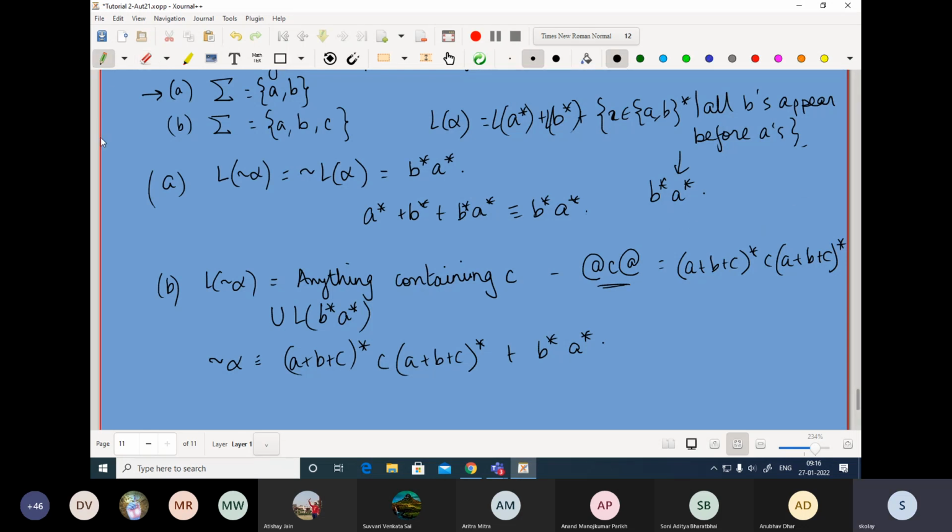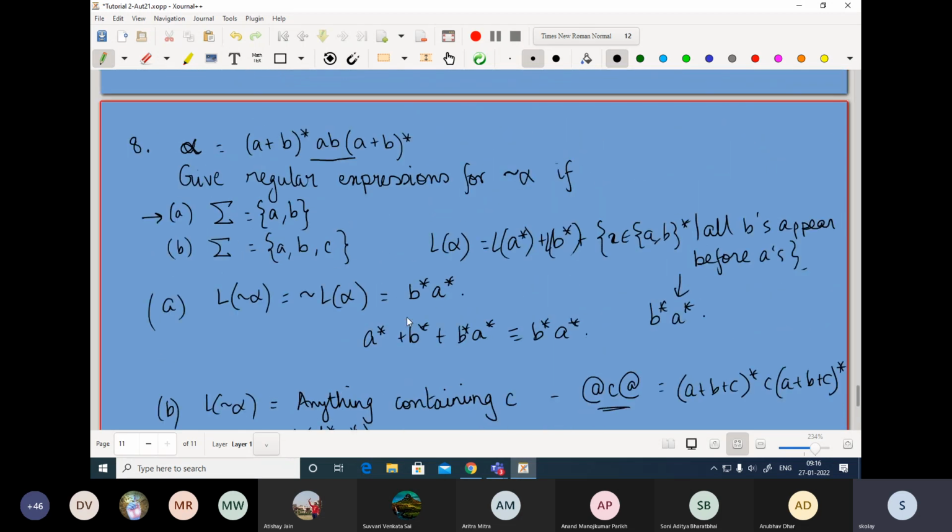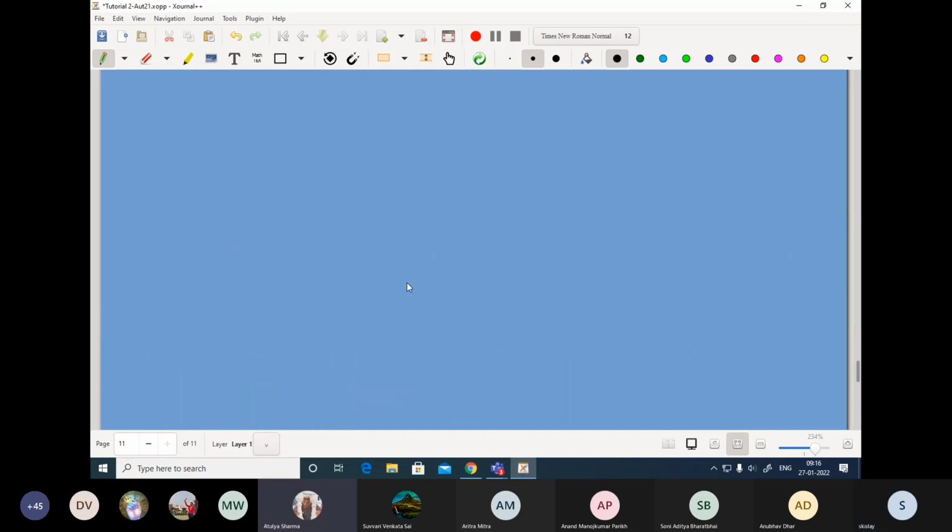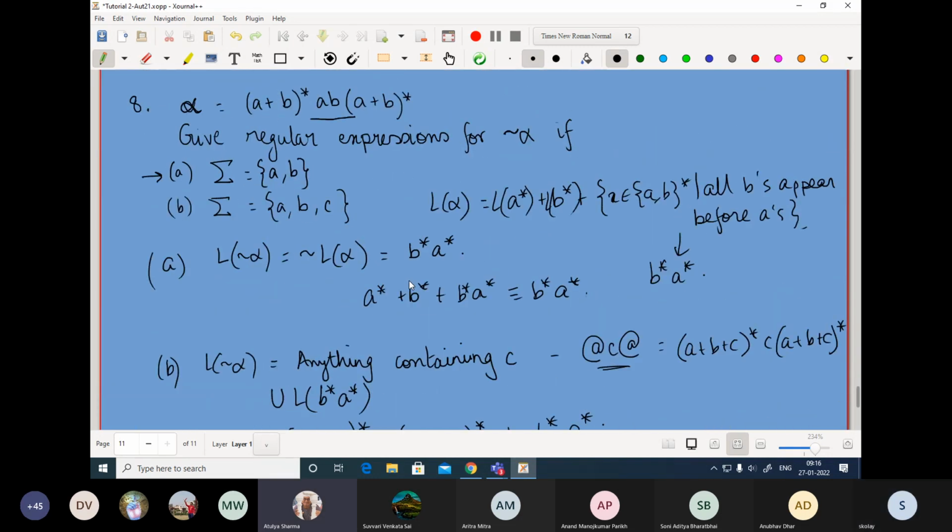Okay, so any questions? We are done. If you have any questions, let me know. We are also a little bit over time. The previous example which Anubhav gave, I think that was right. Can you please explain it once more? (b plus c) star into (a plus c) star. So acb belongs to not of alpha, it belongs to the language. How will you match this? Oh, okay, got it.